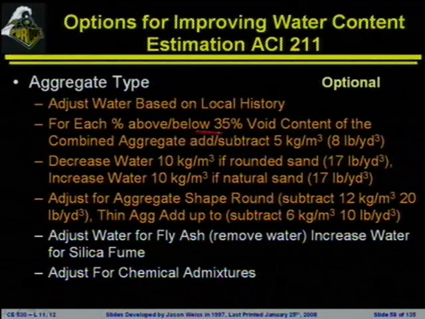You'll see people adjusting depending upon where the void content is occurring, how much sand they have in the system. People will adjust based on the quality of the sand. A rounded sand has less surface area. A natural sand or a crushed sand is going to have a little bit more surface area. You'll see people adjusting for the coarse aggregate shape. You'll see people making adjustments for supplemental materials, and then they'll be adjusting for chemical admixtures here.